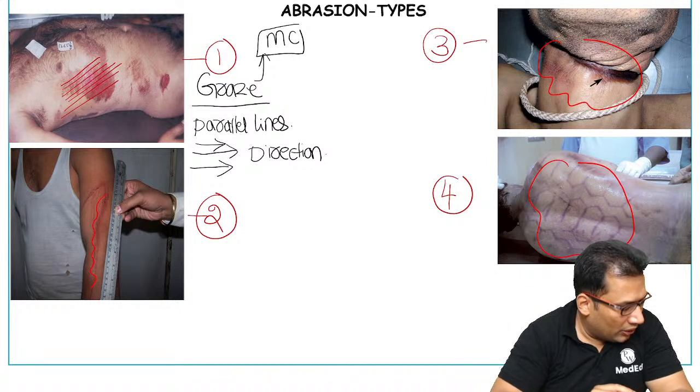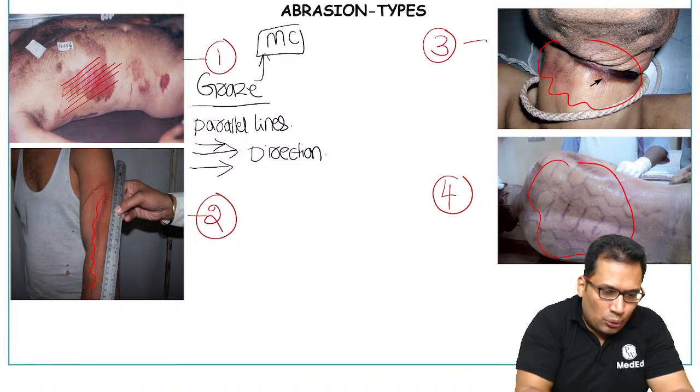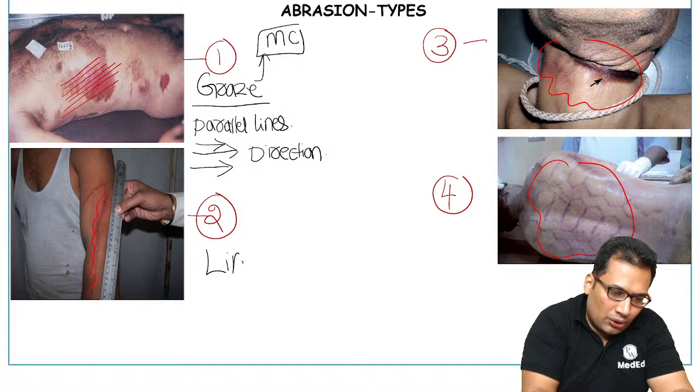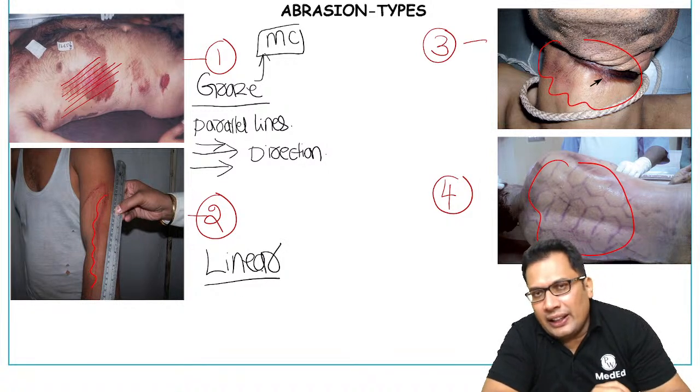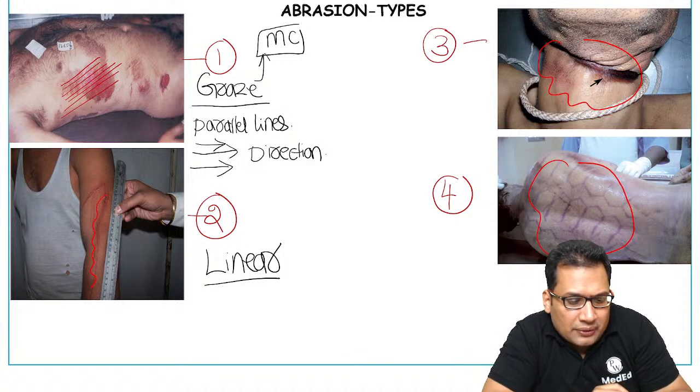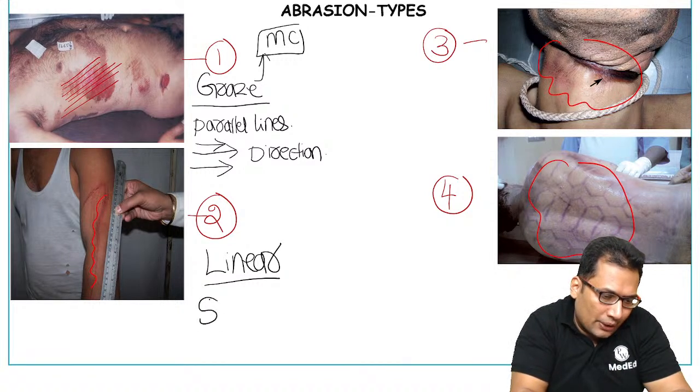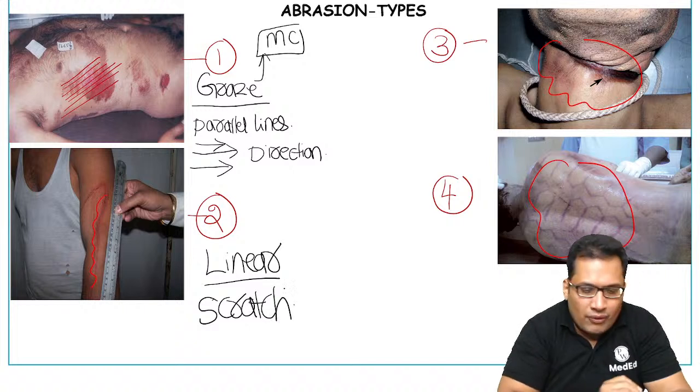Yes, good, Deepika Das answered. So number 2 is linear abrasion. Very good. You can see significant length, insignificant width. Scratch abrasion, for example, a scratch.